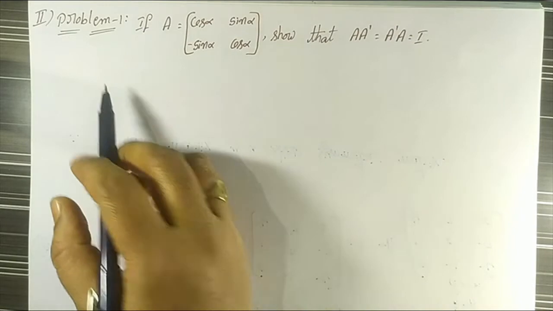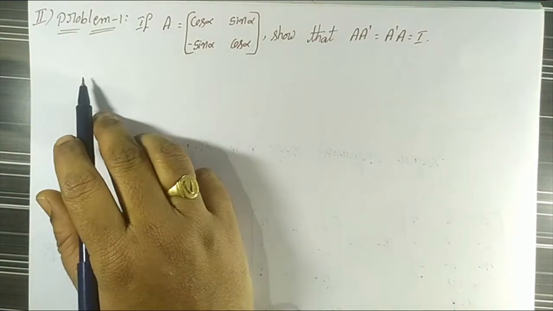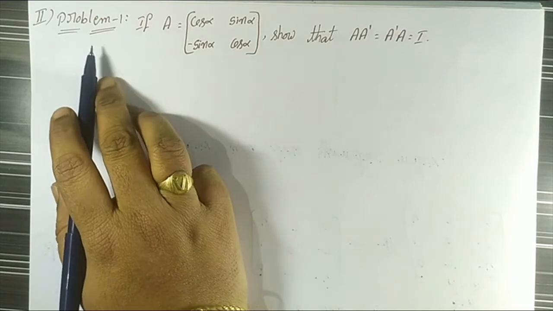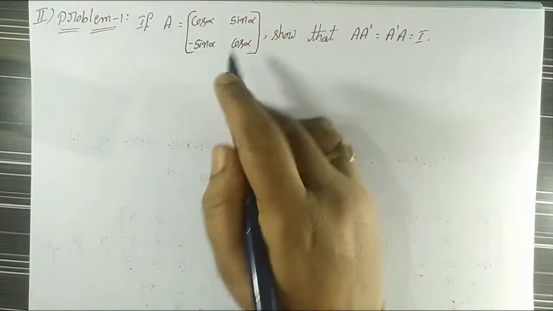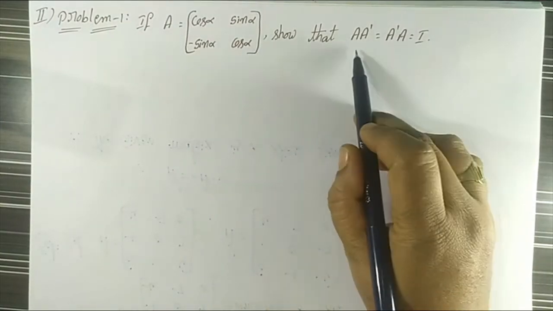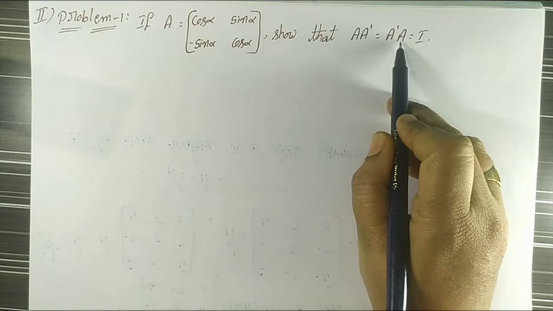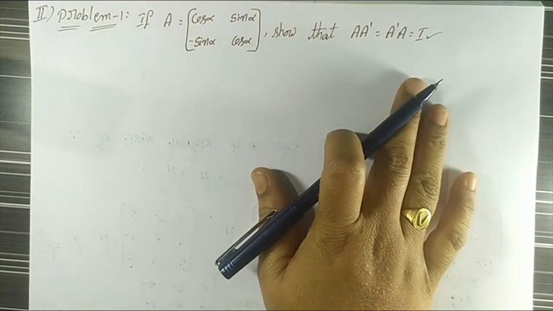Next, we will go to the second section in exercise 3C. In that, first problem 1. If A equals cos alpha, sin alpha, minus sin alpha, cos alpha, then show that A A dash equals A dash A equals I. This is our given problem.